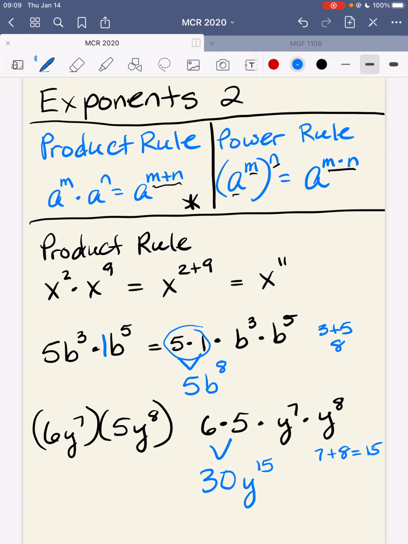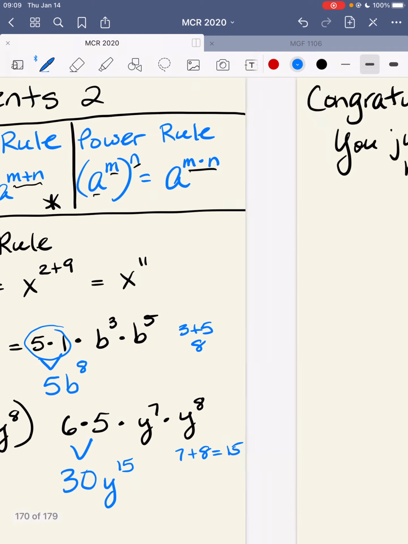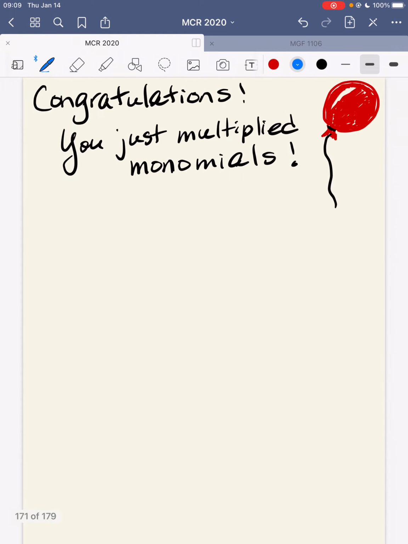All right. So that's a quick overview of the product rule, but it seems kind of silly, but guess what just happened? Congratulations, you just multiplied monomials. You have started the very beginning of multiplying polynomials. In this case, they were all monomials, so congratulations, we have actually now moved into multiplication of monomials.